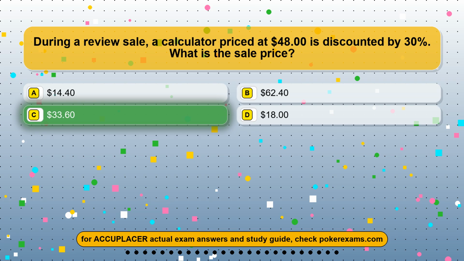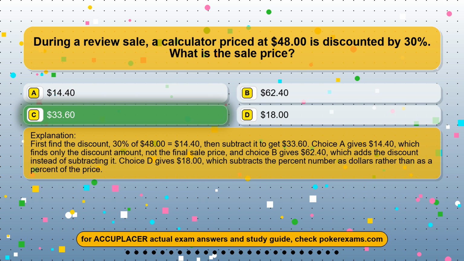The correct answer is option C, $33.60. First find the discount. 30% of $48 equals $14.40, then subtract it to get $33.60. Choice A gives $14.40, which finds only the discount amount, not the final sale price, and choice B gives $62.40, which adds the discount instead of subtracting it. Choice D gives $18, which subtracts the percent number as dollars rather than as a percent of the price.